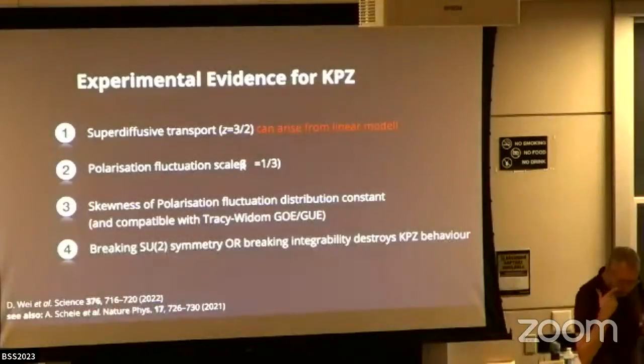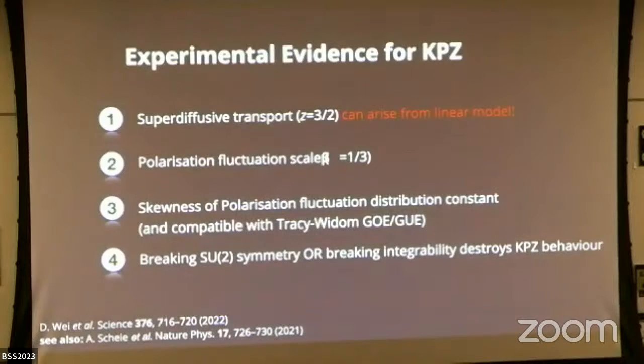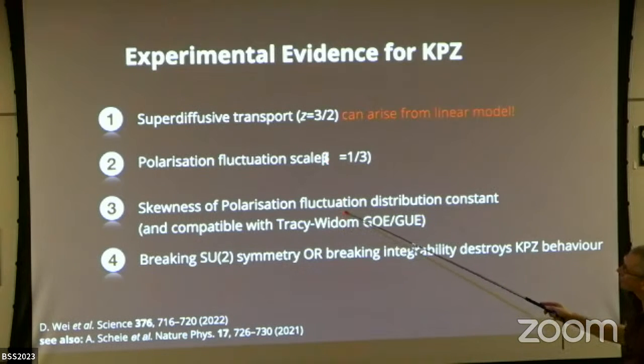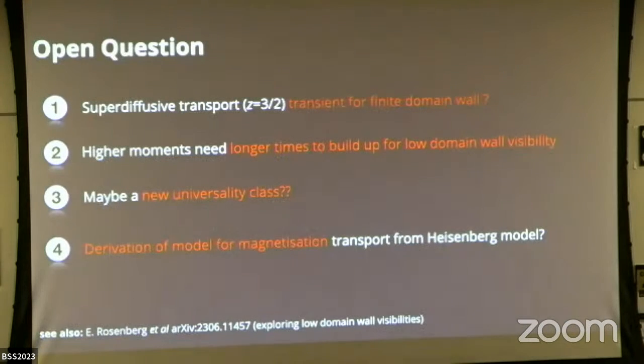So let me just summarize here. We indeed see this dynamical exponent 3/2 superdiffusion. We see the right fluctuations. We also see, for this large domain wall height, skewness of polarization fluctuations comparable with this Tracy-Widom distribution. And we see that if we break SU(2) symmetry or integrability, we destroy this KPZ behavior in the system.